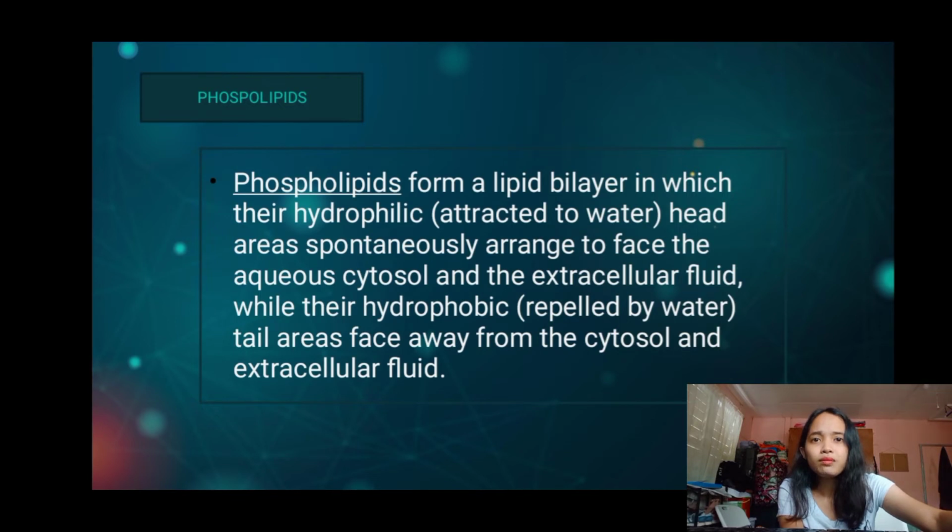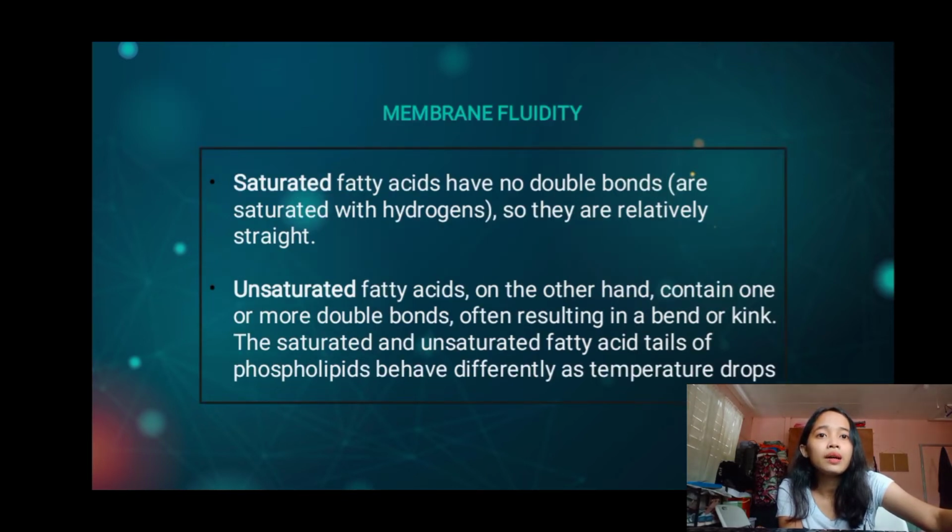The lipid bilayer is semi-permeable, and phospholipids are well suited for this role because they are amphipathic, meaning that they have both hydrophilic and hydrophobic regions, which allows certain molecules to diffuse across the membrane. So again, the phospholipid tail, which is the hydrophobic tail, has saturated fatty acids and unsaturated fatty acids, which relate to membrane fluidity.